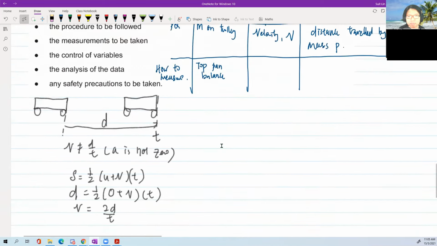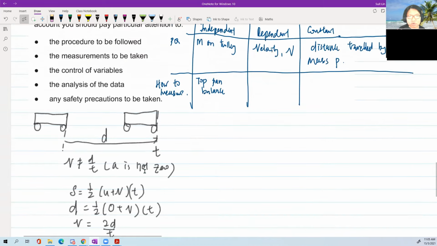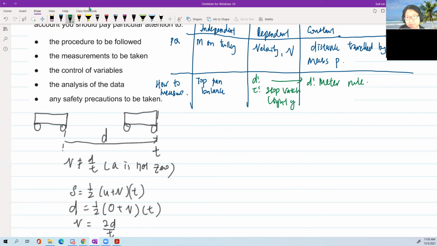So all this back of the napkin calculation, you have to include the equation. So we'll measure d. d is also needed, but d is measured using a meter rule. And t is measured using a stopwatch. You want to be fancy, people, you can use a light gate. You can even video and review frame by frame. Okay, the more important thing is you calculate v as 2d over t.